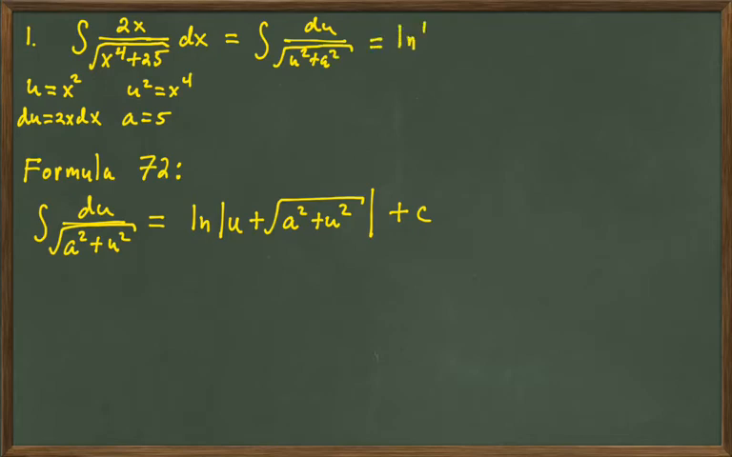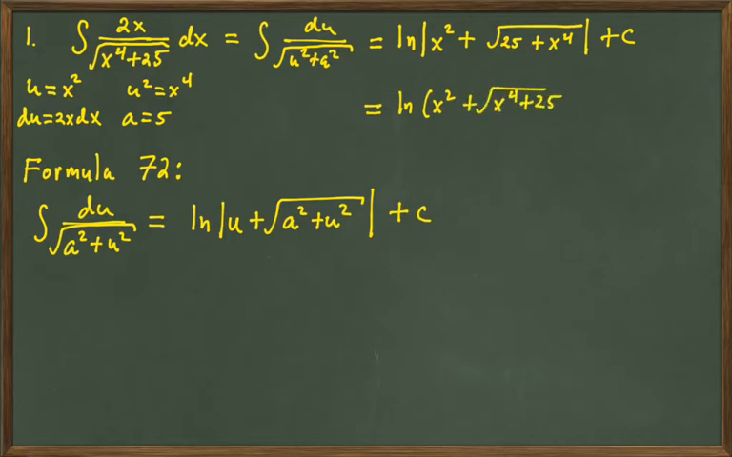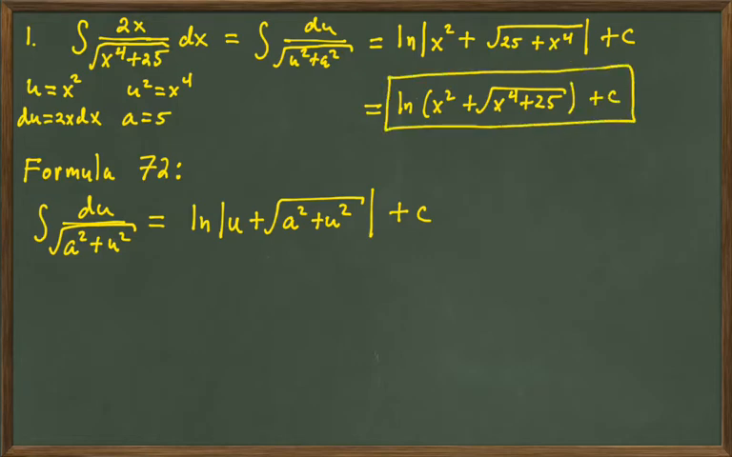So this is going to be the natural log of the absolute value of u, and u was x squared, plus the square root of a squared, which is 25, plus u squared, which is x to the fourth, and then plus c. The absolute value is not required because x squared and the square root of x to the fourth plus 25 are all going to be positive, so we don't need the absolute value bars there. So we got natural log of x squared plus the square root of x to the fourth plus 25, plus the constant of integration, is our integral. That one was pretty simple.